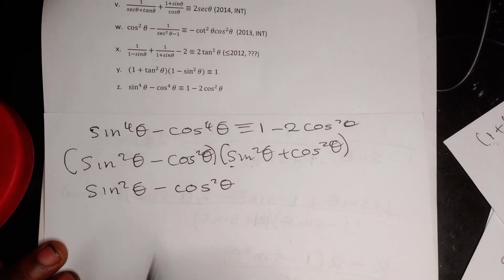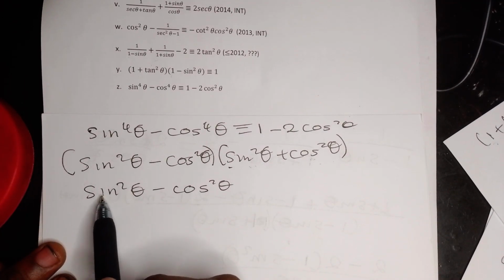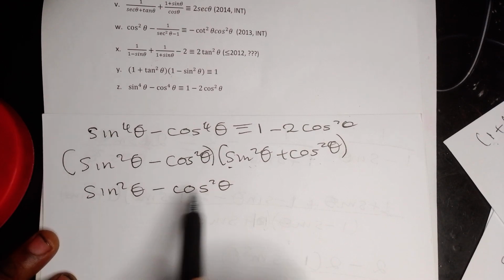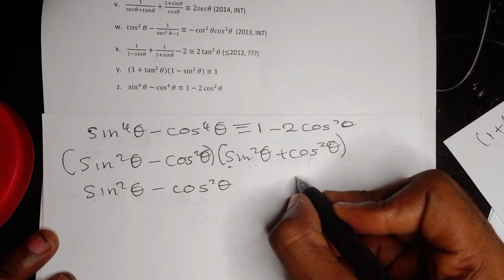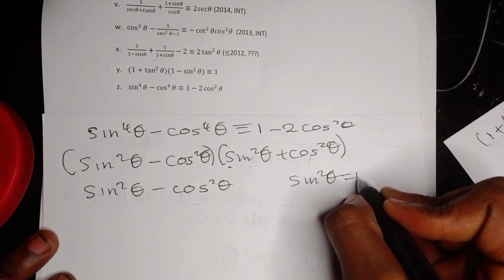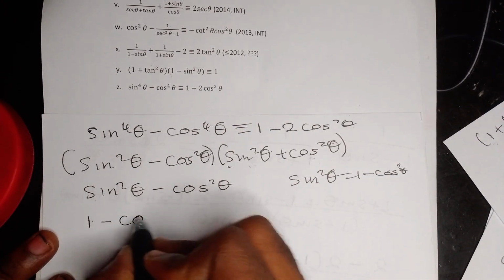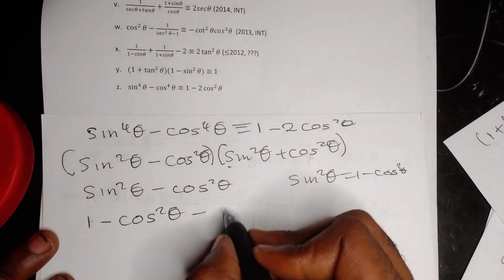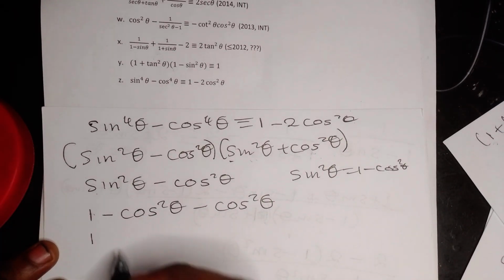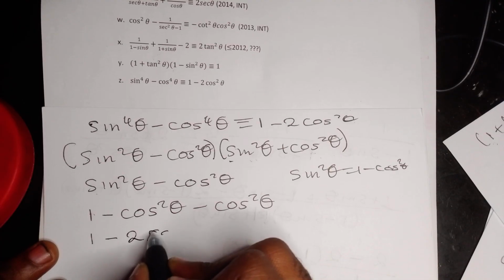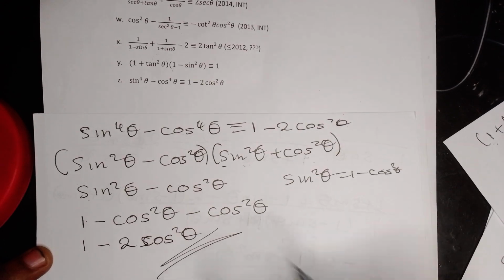And then since you have 1 minus 2 cos squared theta, you want to get rid of the sine so that you only have the cosine. So using the first identity, we know that sine squared theta is 1 minus cos squared theta. So I can write 1 minus cos squared theta, and then minus cos squared theta. Then I can subtract these two to get 1 minus 2 cos squared theta as required, and this is my answer.